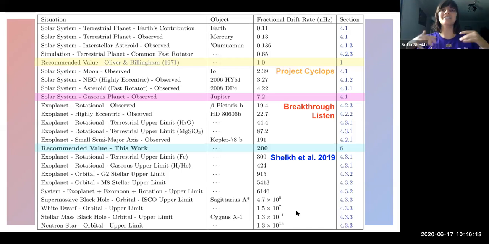These are more constructions that are more out there. So considering all of the different numbers that we got, 200 is a good upper limit for drift rates in SETI searches.